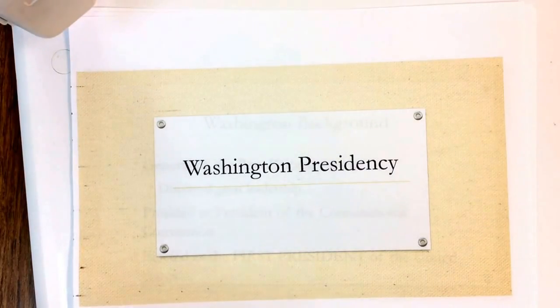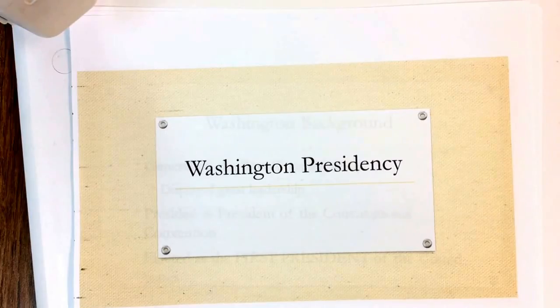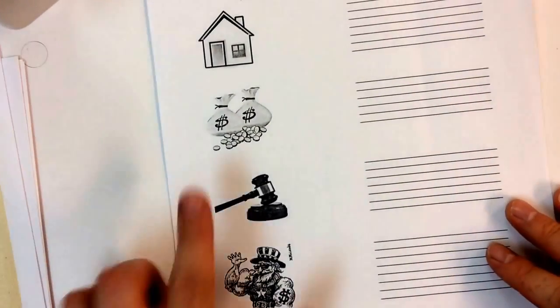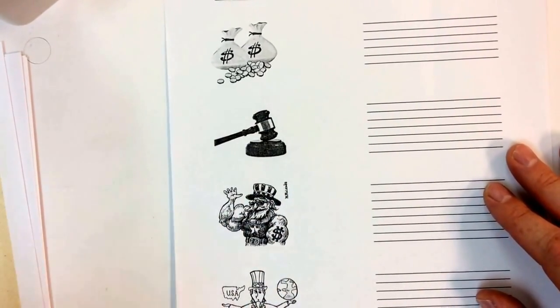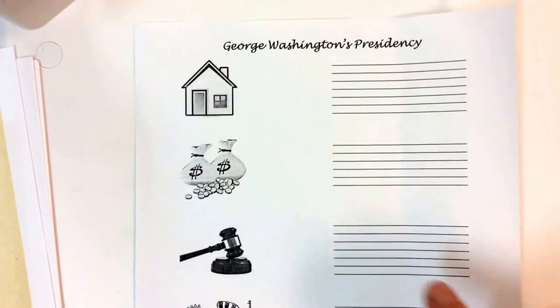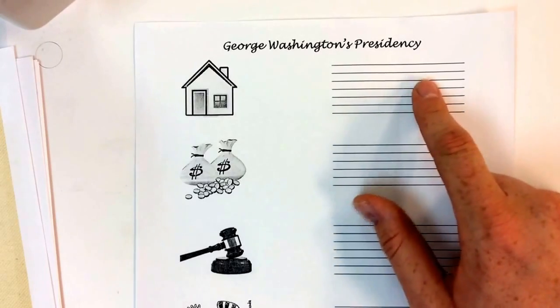All right, so today what we're going to do is look at some information about George Washington's presidency. Now, we're going to have notes on one side, and we're going to have our note page. You can see we have pictures. Each one of these pictures is going to correspond with a picture on our slide. When you get that information, please write it down over here to the side.